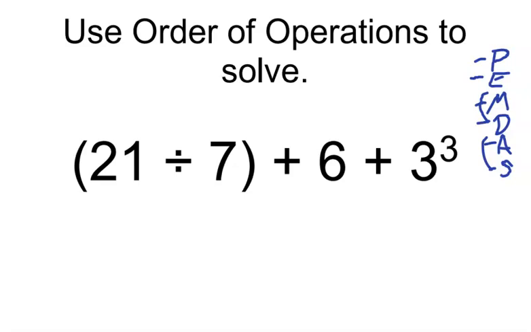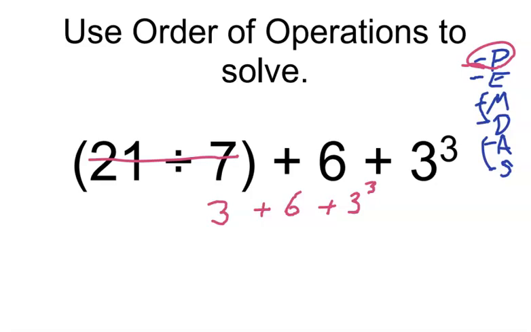So, let's go ahead and solve this. We have to do parentheses first. So 21 divided by 7 is 3. So we have 3 plus 6 plus 3 to the third power. Okay, so then we are done with parentheses. Now we need to see if there is anything that has exponents. Well, we do have the 3 to the third power.